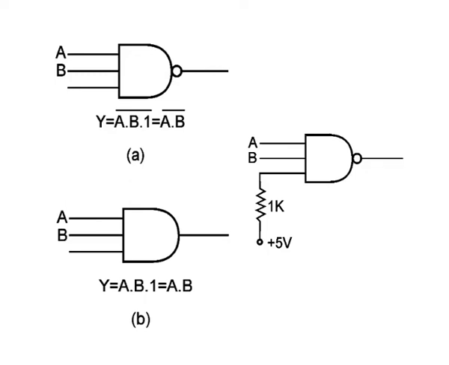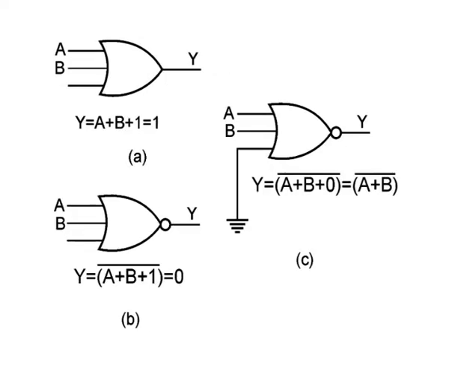A 1 kilo ohm resistance is connected to protect the input from any kind of spikes. More than one unused input can share the same 1 kilo ohm resistance if needed. In the case of OR and NOR gates, unused inputs are connected to ground as shown in figure C. A floating input or an input tied to logic high in this case produces a permanent logic high and low at the output as shown in figures A and B respectively.